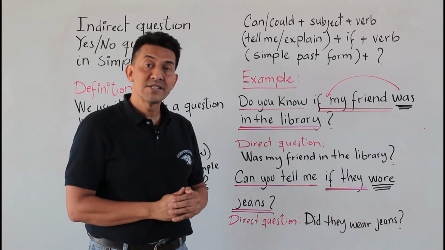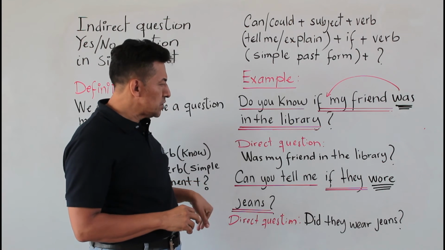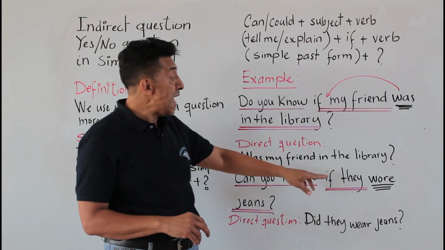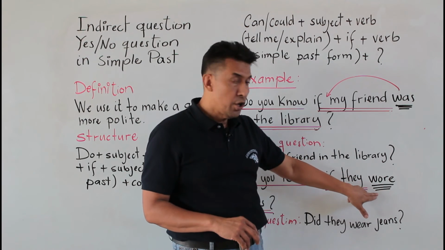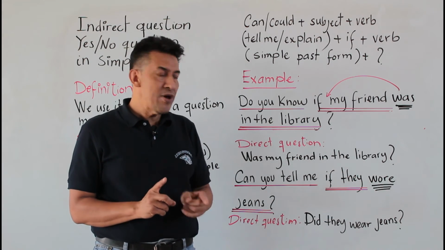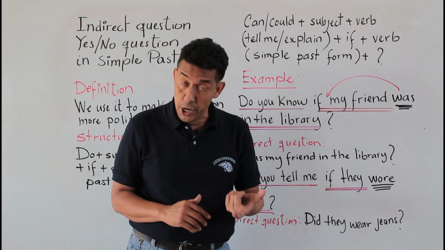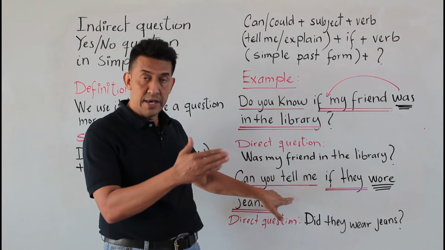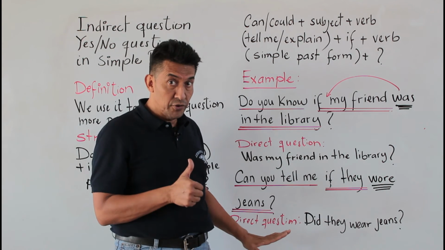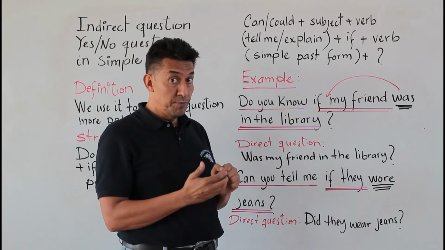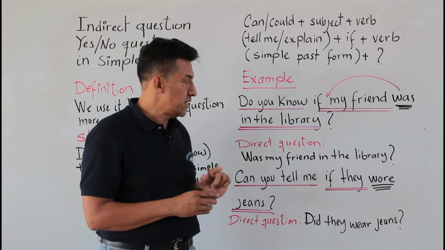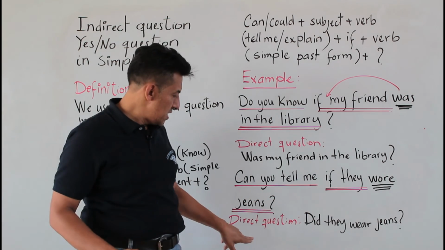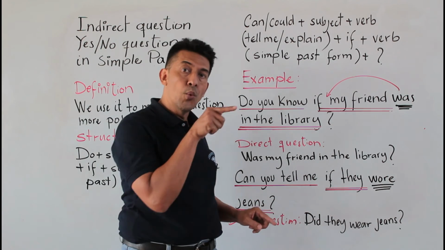Let's read the second example. Can you tell me if they were jeans? The past is "were" because in the simple present it is "are." Remember? And like I said again, this is an indirect question if you want to be polite, and the direct question for this part of the sentence is, hey, did they wear jeans?